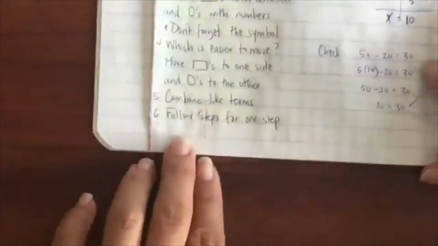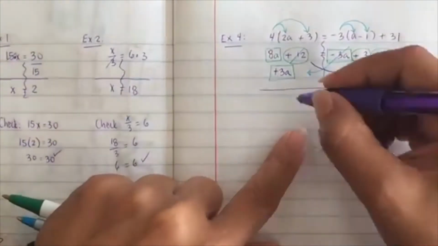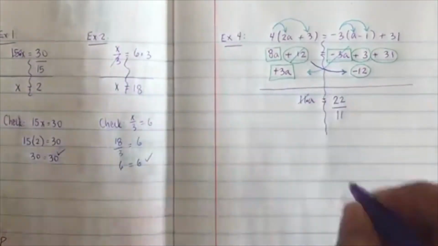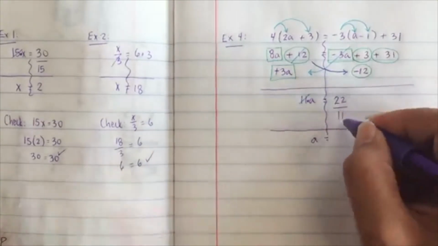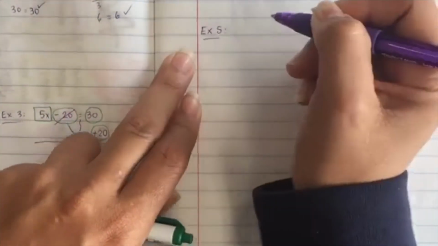So now we have a one-step equation. So follow the one step. What do I have? Multiplication. We're going to cross the river. Multiplication is going to become division. So you're going to have a is equal to 2. Again, you can check your answer, but this is a little lengthy to check, so I'm just going to do one more example of regular.